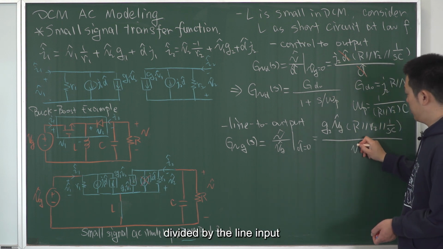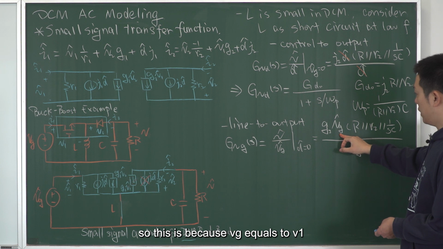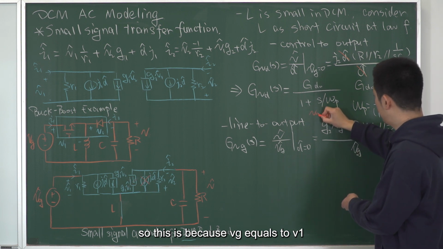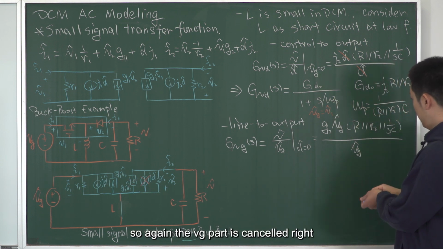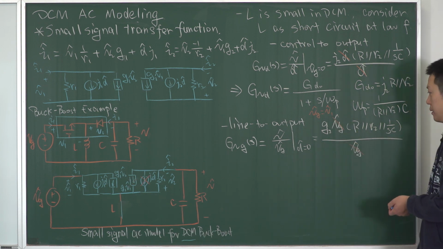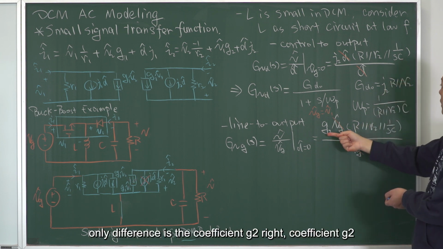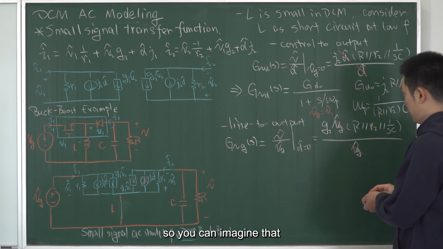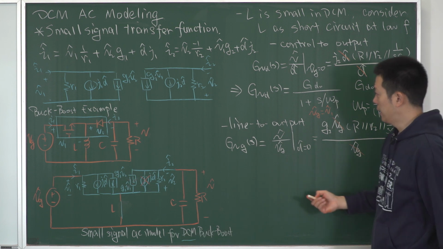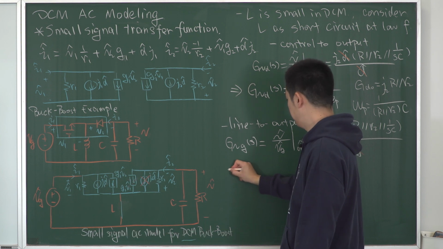Divided by the line input. This is because Vg equals to V1. So again, the Vg part is cancelled. This result will be similar to this one. The only difference is the coefficient G2. So you can imagine that the normalized transfer function will be of a similar format.